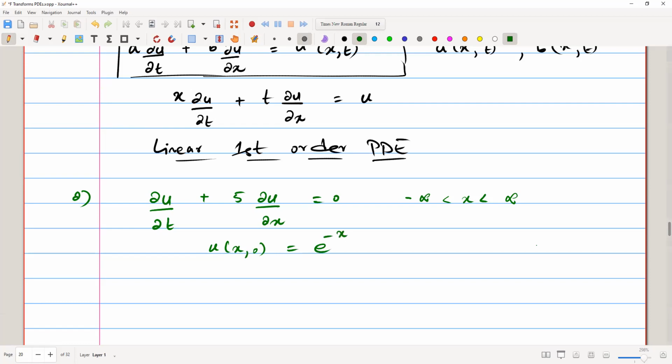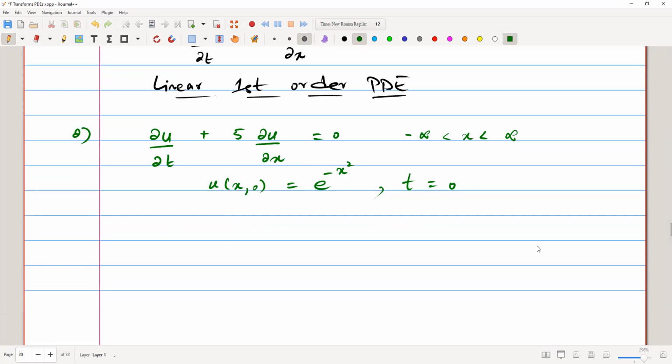So we have an initial condition, that is u of x comma 0, which represents that it's an initial condition at t equals 0. We have e to the power negative x squared. Okay, so the procedure to solve this kind of problem is to use the Lagrange forms. So what are the Lagrange forms actually?